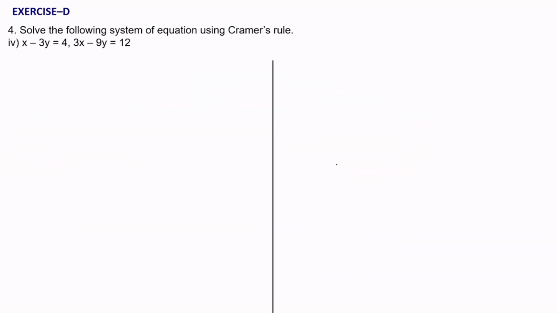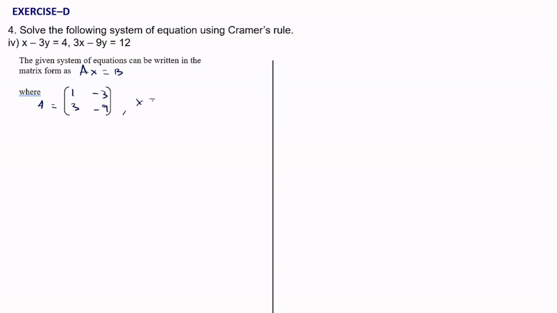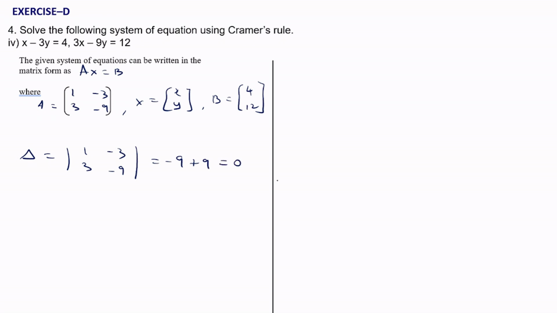Moving on. Next question. X minus 3y equal to 4, 3x minus 9y equal to 12. So the given system of equations can be written in the matrix form as Ax equal to B, where A equal to 1 minus 3, 3 minus 9, X is x and y, and B is 4, 12. Now delta is the determinant of 1 minus 3, 3 minus 9. So this is minus 9 plus 9. This is equal to 0.